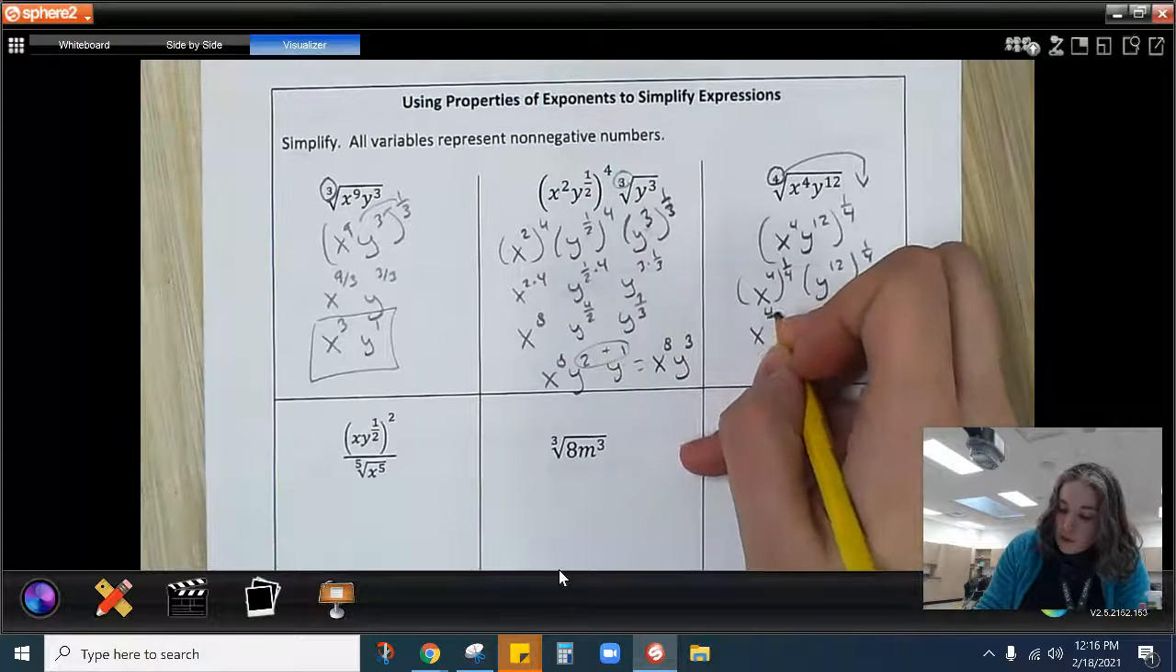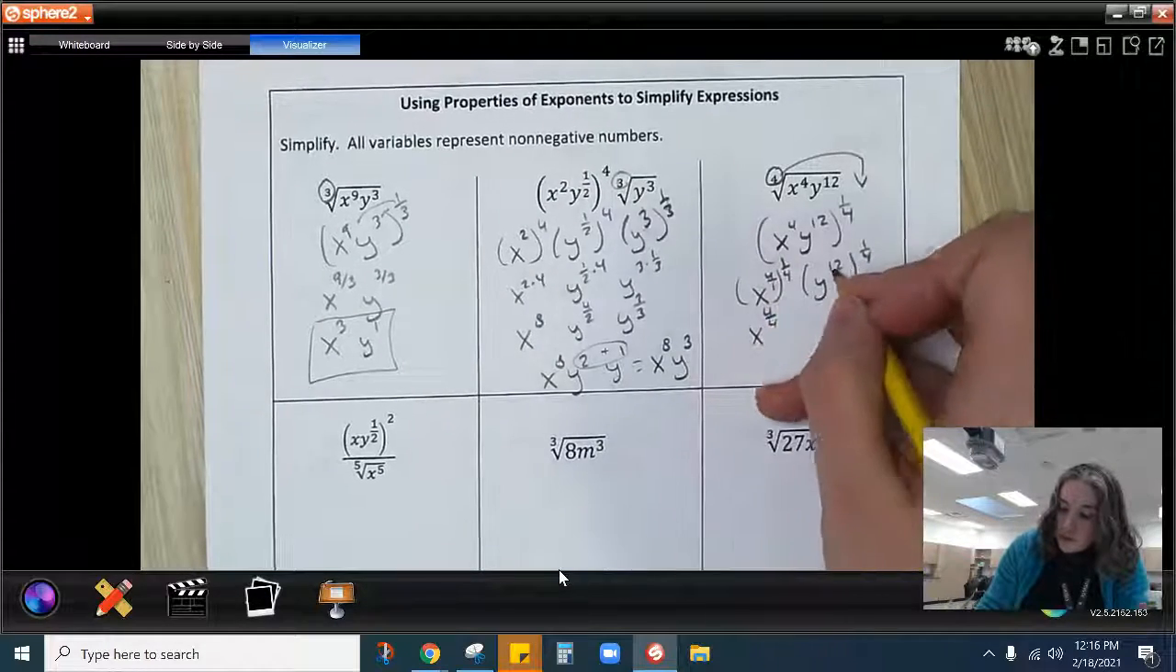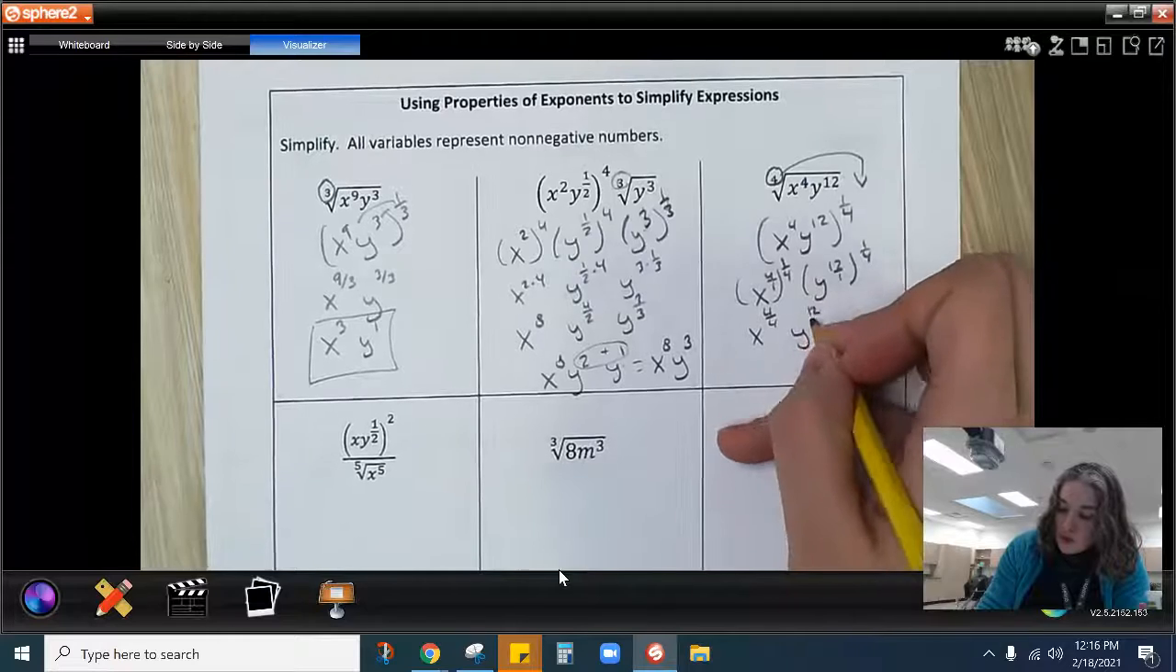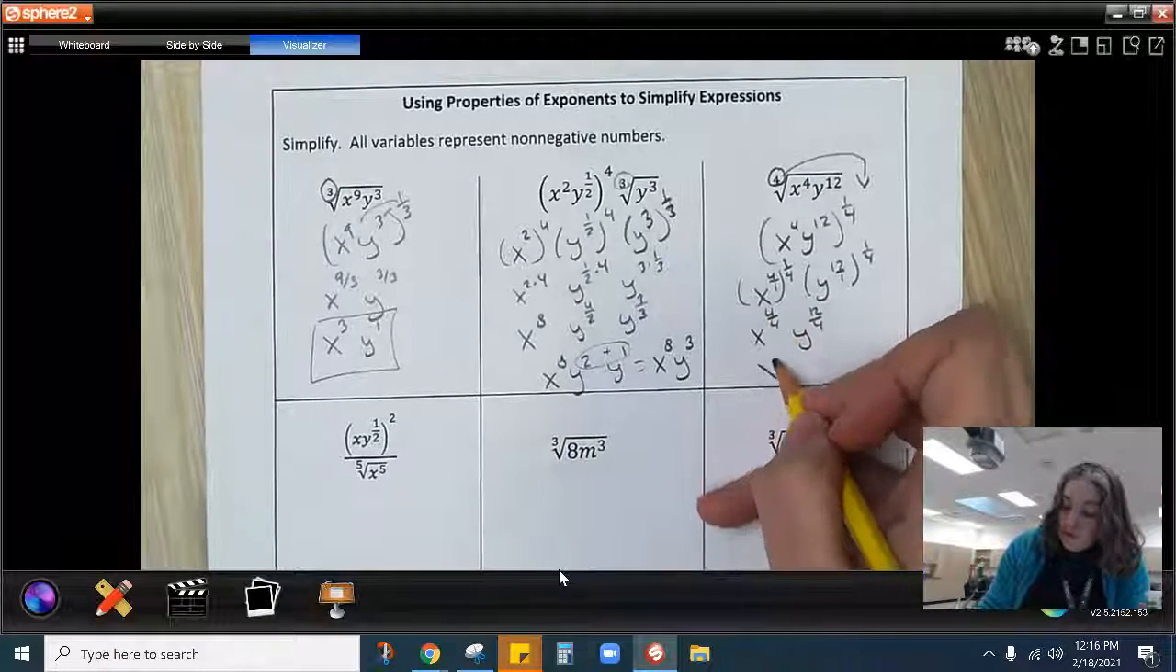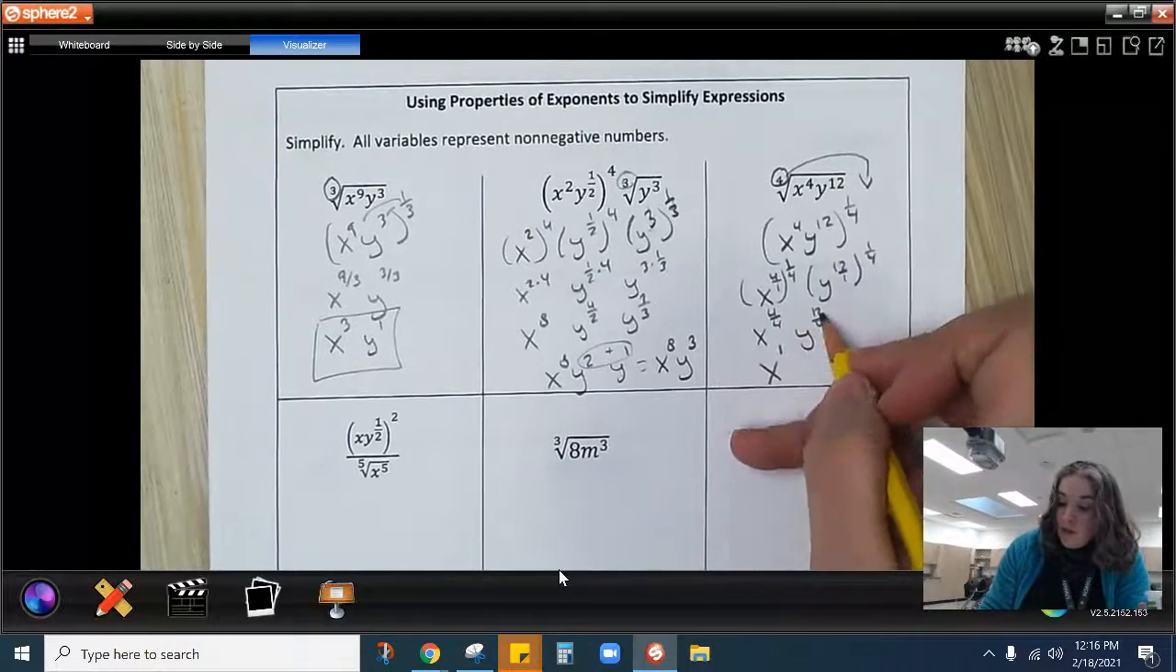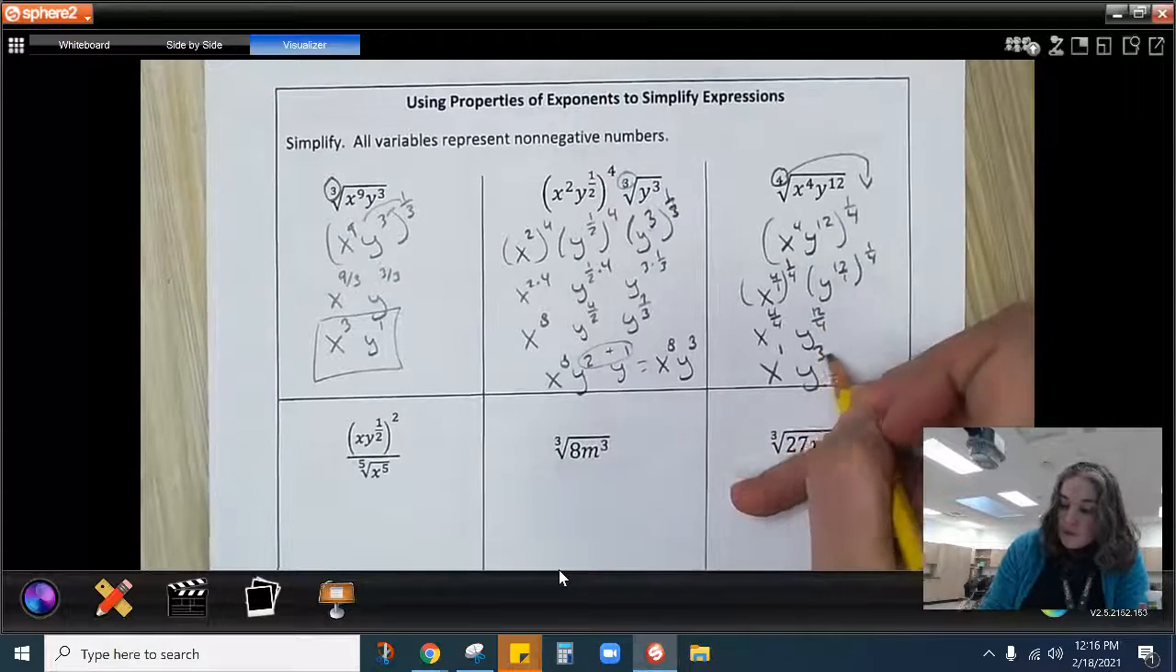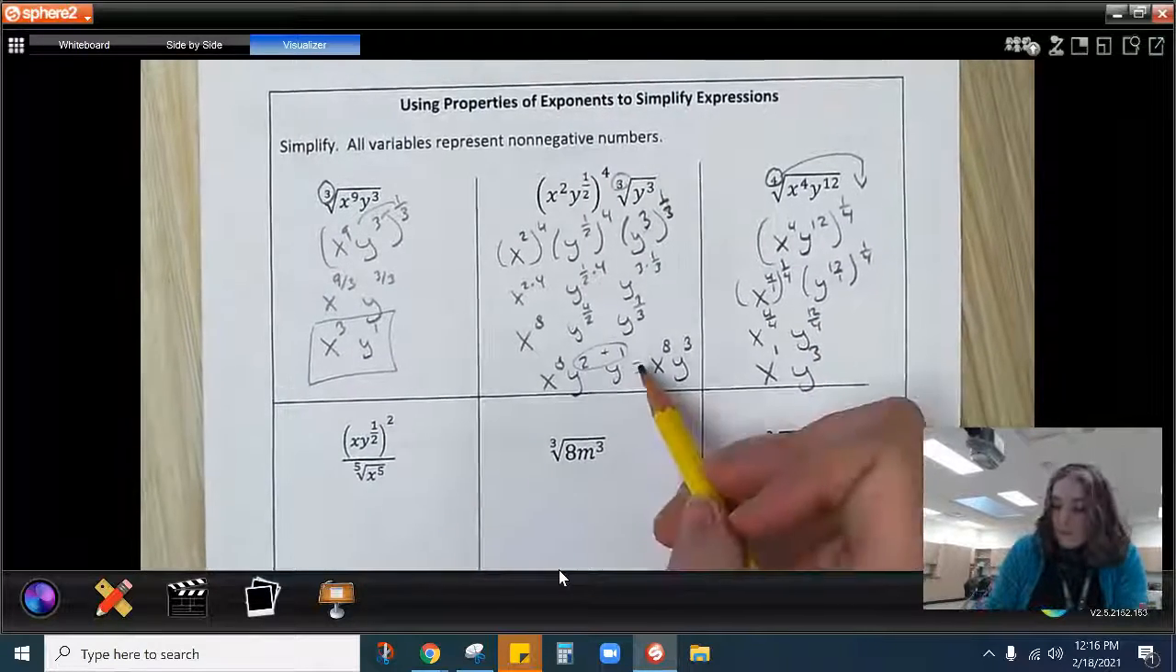So I get x to the 4/4. This is really 4/1, this is 12/1. So this would be y to the 12/4. 4 divided by 4 is 1. 12 divided by 4 is 3. So this is x to the 1, y to the 3.